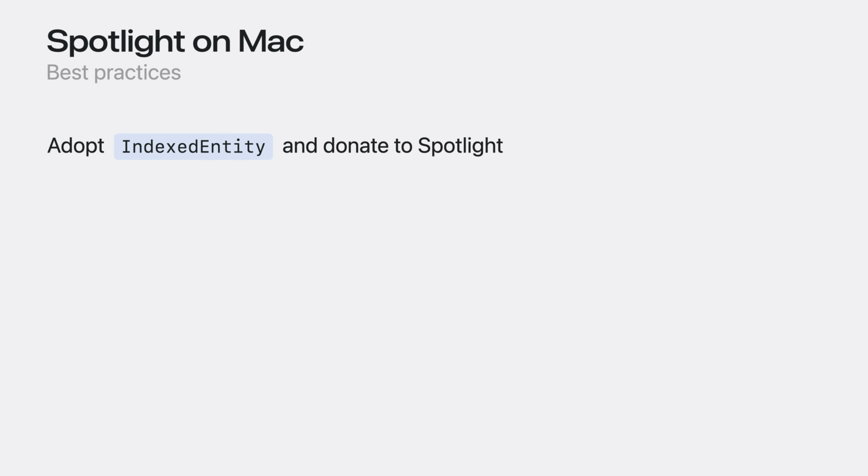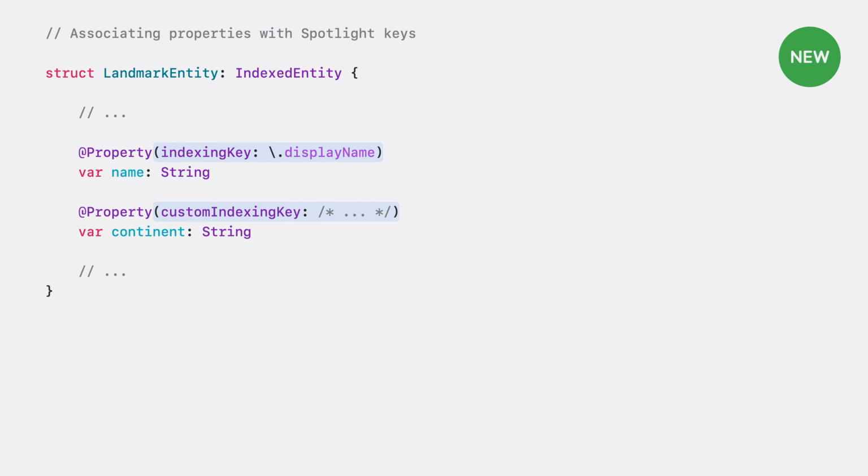To associate entity properties with the Spotlight keys, you can now use the new indexing key parameter on the Property attribute. In this example, I gave continent a custom indexing key. This will allow people to search for Asian landmarks by simply typing Asia in the text field. As a bonus for adopting the API, this allows the Shortcuts app to automatically generate find actions for your entities.